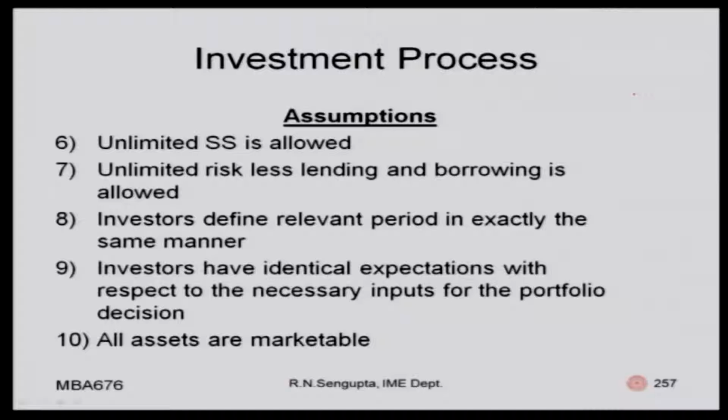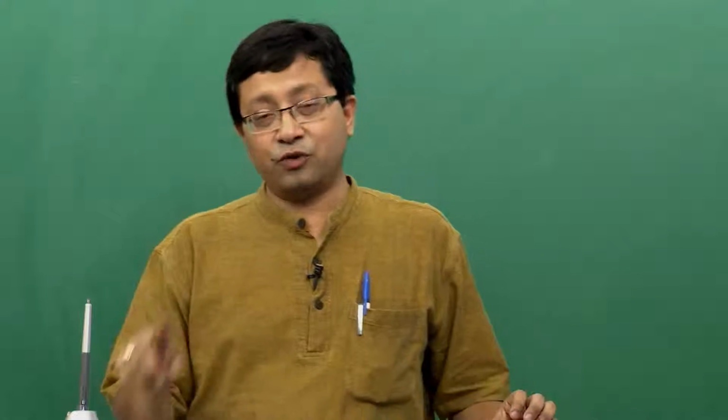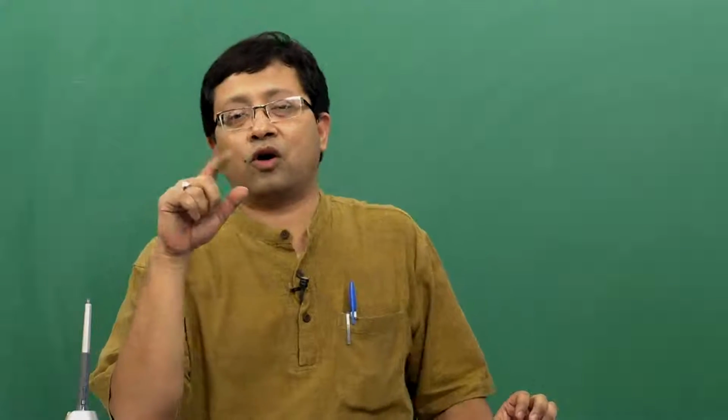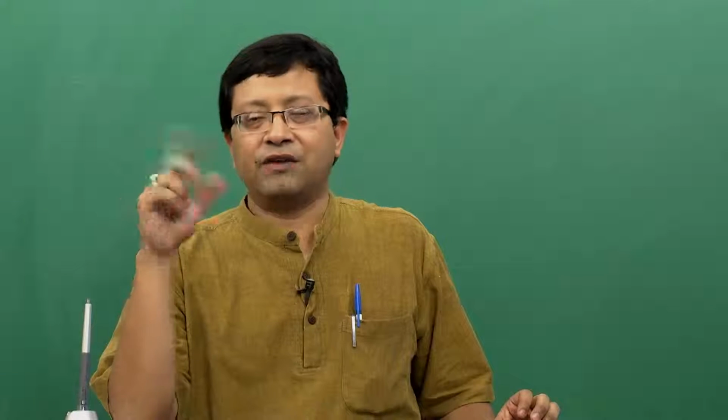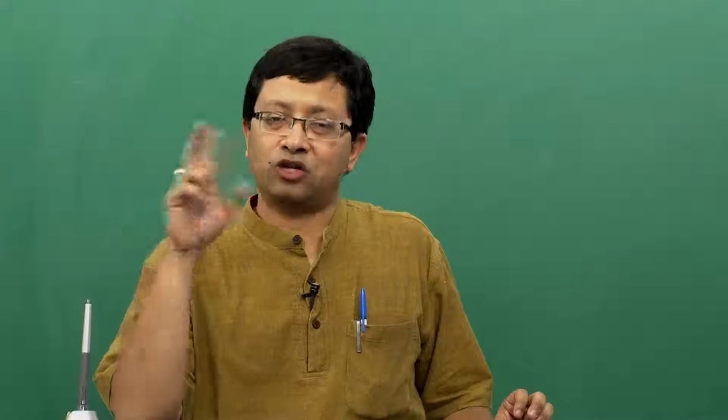Continuing with the assumptions, we will also consider short selling; unlimited short selling is allowed. Solving the problem would also mean that if you have particular stocks giving negative returns, that is Ri minus Rf by sigma or Ri minus Rf by beta is negative, then I can short sell that and utilize the extra money to buy other stocks which give me positive returns.